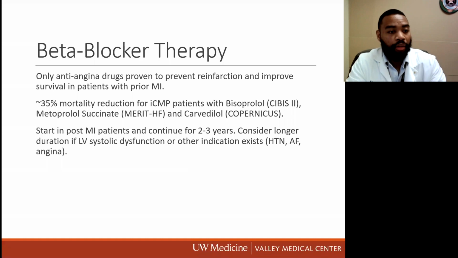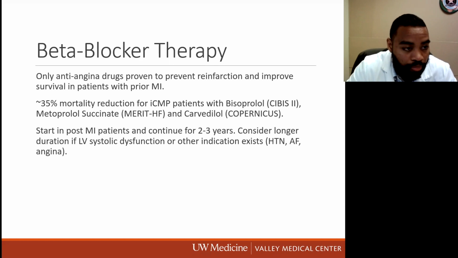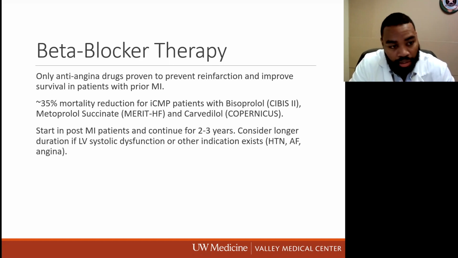In terms of beta blocker therapy, beta blockers are the only anti-anginal drugs proven to prevent reinfarction and improve survival in patients with prior MI. Interestingly enough, these medications are extrapolated from patients who have ischemic cardiomyopathy. So a common situation you'll see is a patient comes in, they have an MI, and their EF is normal. And so you say, would they still benefit from starting a beta blocker? For these post-MI patients, we do think that they would benefit from this, and typically it's continued for about 2 to 3 years.